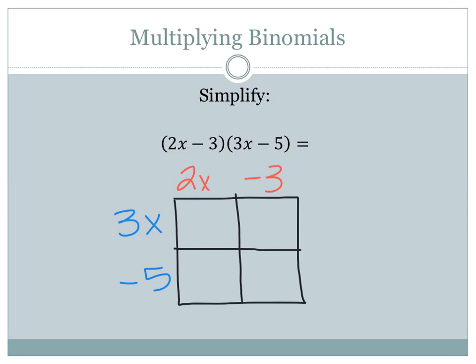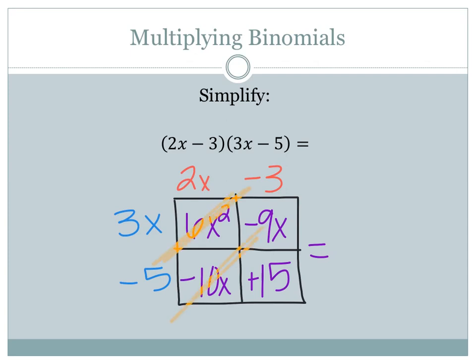Okay, so 3x times 2x, 6x squared. 3x times negative 3 is negative 9x. 2x times negative 5 is negative 10x. And negative 5 times negative 3 is a positive 15. So when we add diagonally, this is just a reminder too. That's how we do our diagonals.